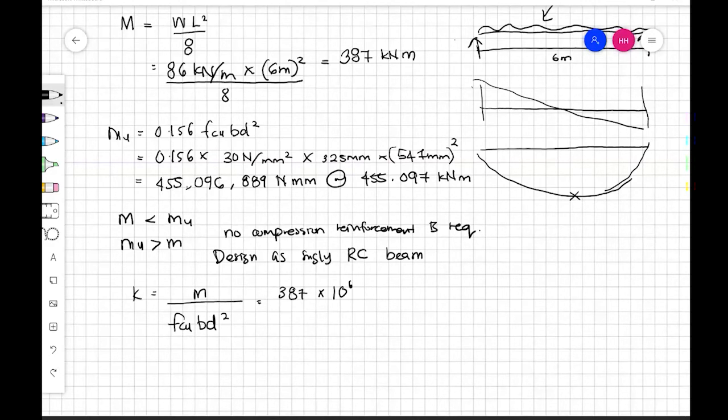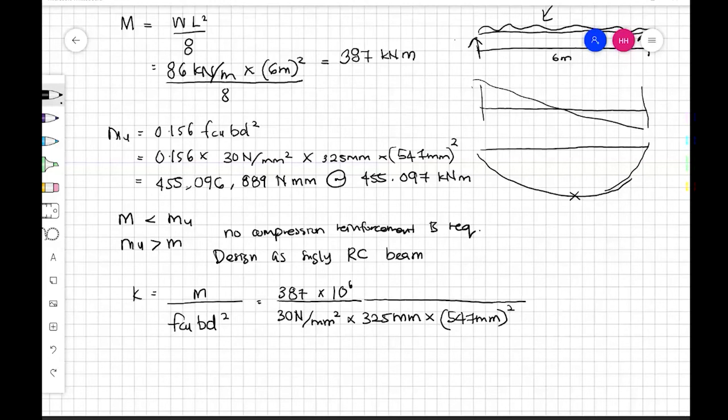And then you bahagi saja dengan FCU. So FCU also kita dah tahu it is 30 Newton over mm square. And the B is 325 and the D is 547 mm, power of 2. Okay. Siapa yang nak tanya?